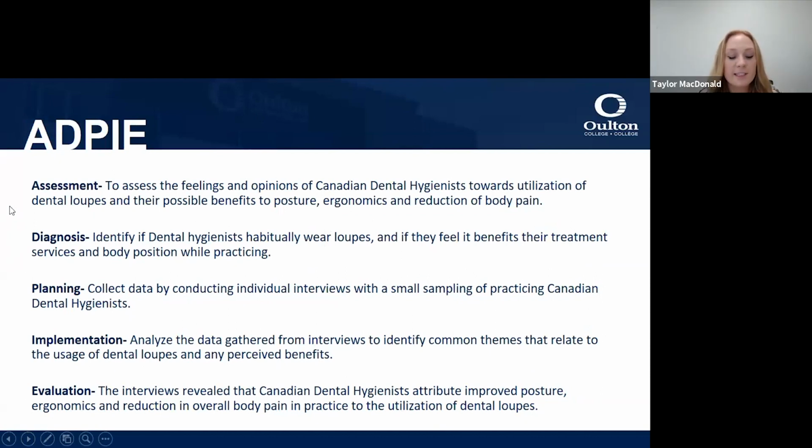Assessment. To assess the opinions of Canadian dental hygienists towards dental loops and how they felt they contribute to ergonomics and the reduction of body strain. Diagnosis. To determine if dental hygienists wear their dental loops regularly and if they benefit their clinical treatment and body posture. Planning. Data collected through interviews on Canadian dental hygienists of various graduation dates. Implementation. Analyze the data to identify common themes amongst our participants. Evaluation. Interviews revealed dental loops are beneficial for ergonomics and the reduction of pain and strain on the body.